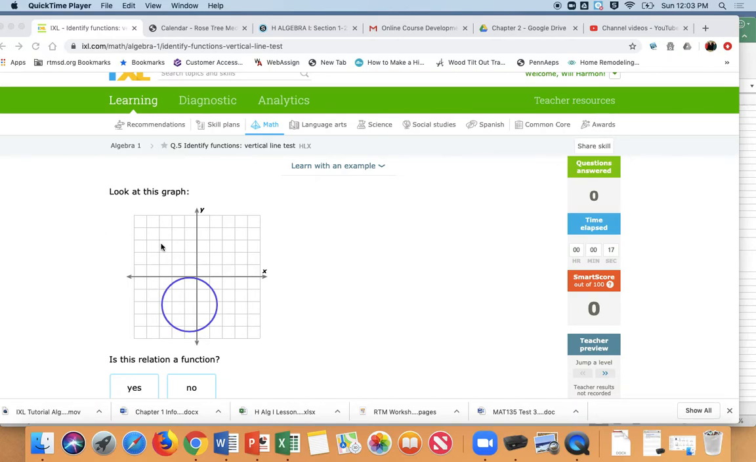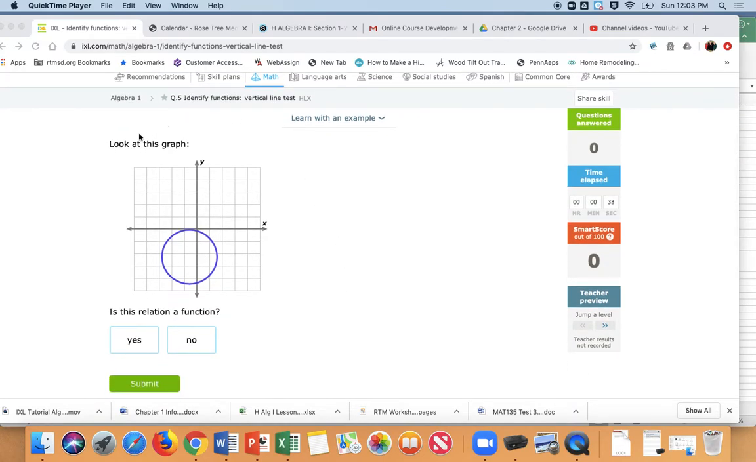As I talked about before, the vertical line test is very crucial in determining whether a mapping is a function or not. So in this IXL probe, Algebra 1, Q5, it's all about vertical lines. So if you have a pencil or a ruler or some type of straight edge, now's the time to go get it because we'll be using it.